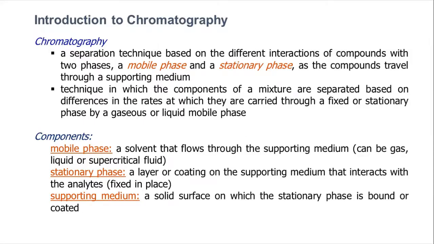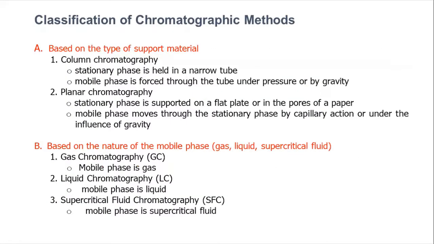So here are the classifications of chromatographic methods, depending on the type of support material, the mobile phase, and the stationary phase. So first, based on the type of support material. Under this type, first is the column chromatography, where the stationary phase is held in a narrow tube, while the mobile phase is forced through the tube under pressure or by gravity.